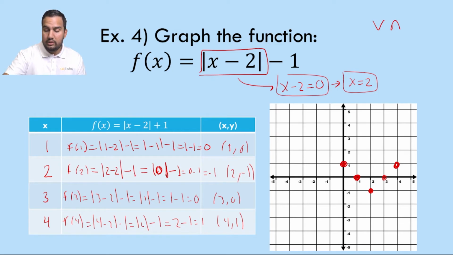Once you have enough points, just go ahead and connect your dots. Try to make it as straight as you possibly can because it's a V. And that's it. That's how you graph it. So if you get a question where you don't have values, it's okay. Pick your own values. And when you pick your own values, a shortcut, set the inside equal to 0, and that's going to be your middle point.